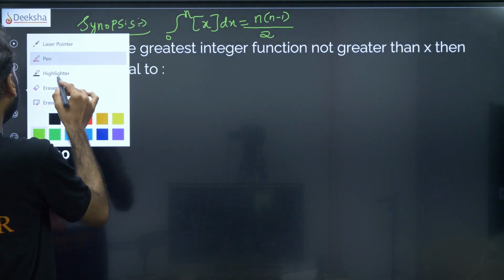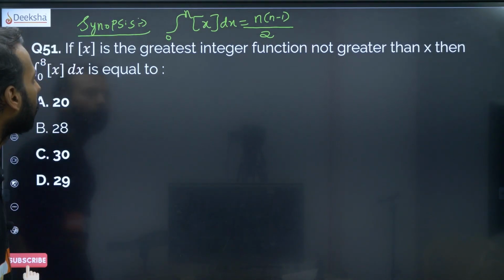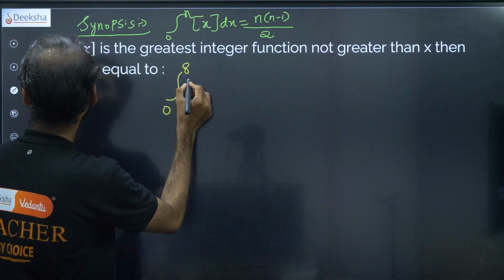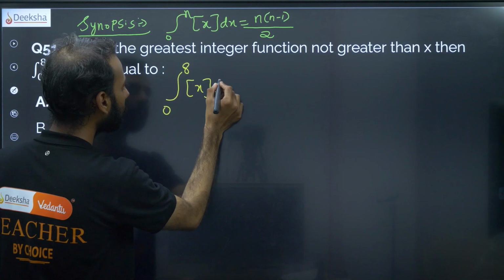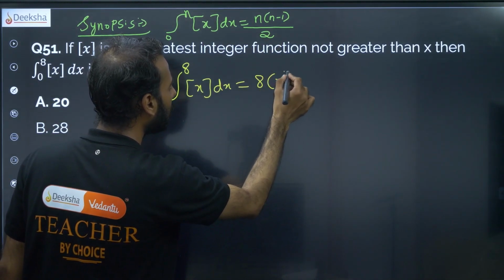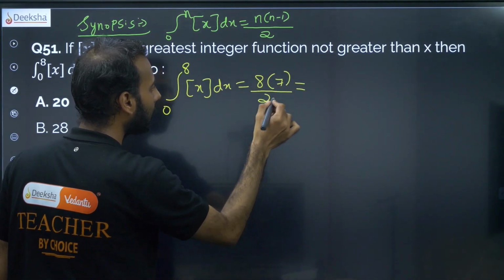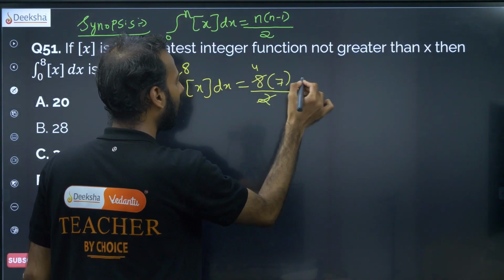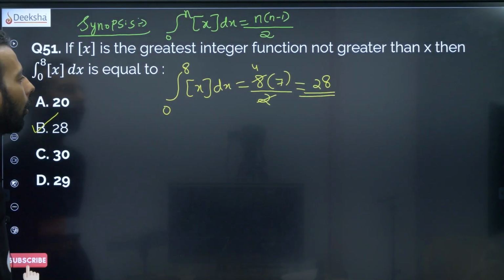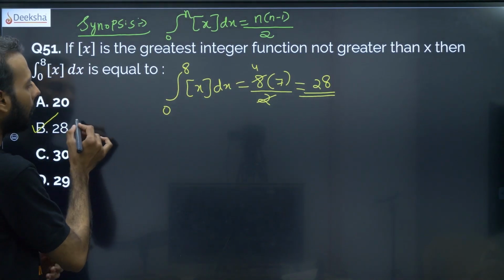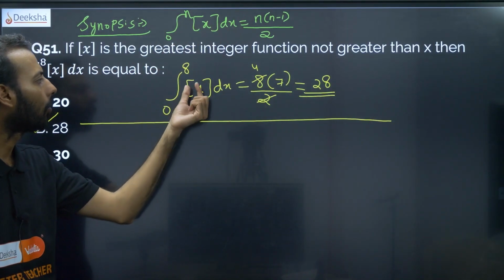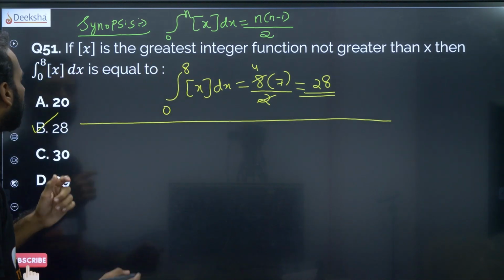Now, if I use this formula here, what am I going to get? 0 to 8. In place of n, I have to write 8. In place of n minus 1, 7, by 2. 7 8s are, or you cancel off, 7 4s are 28. Is there any option like this? 28. Or else, if you have not understood this, if you want one more method, if you are not happy with this, so for KCET you use this formula. Or if you have not understood, I have one more method to explain.